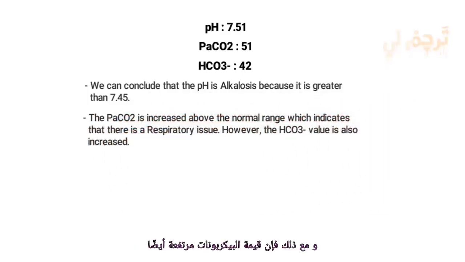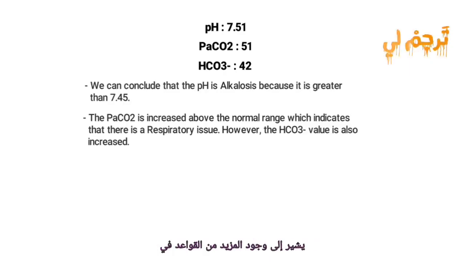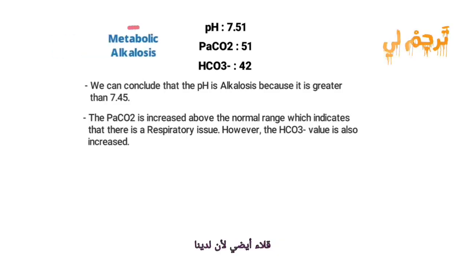However, the bicarb value is also elevated. Remember that carbon dioxide is acidic and bicarb is basic. We've already decided that the pH is alkalotic, which indicates that there are more bases in the blood. So this ABG interpretation would be metabolic alkalosis.